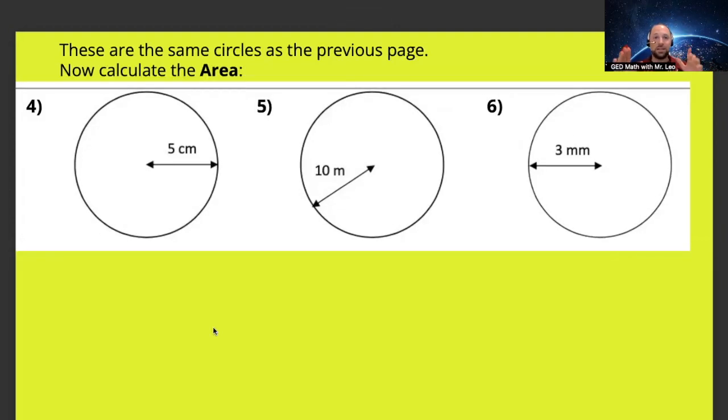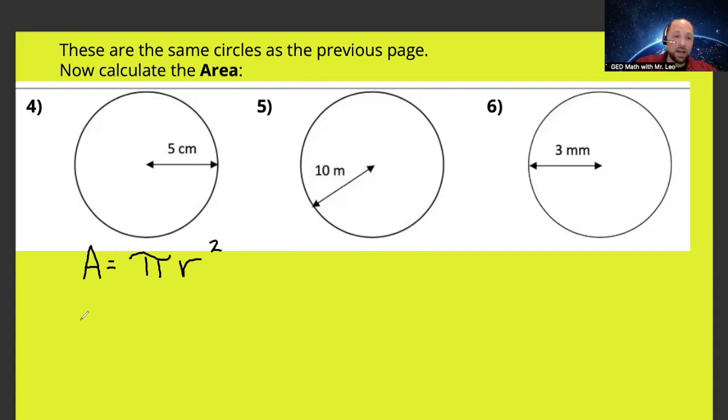All right. Now, these are the same circles as the previous page, but now we are to calculate the area. Area. Okay, so this first one here, number 4, let's write the formula. Area, if we look at our notes, we see that it is pi r squared. Remember, they're going to give you these formulas. You don't have to have them memorized. You just have to know where to find them and how to use them.